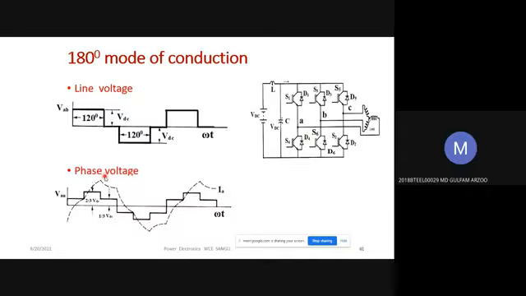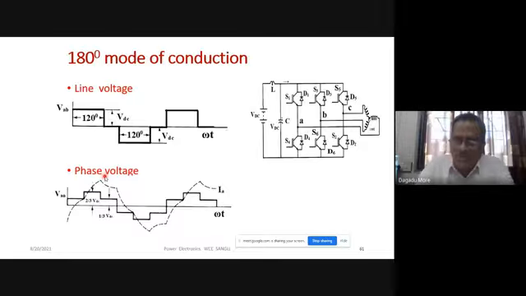Hello, what is the phase shift? Line voltage leads by 30 degrees. Line voltage is leading the phase voltage by an angle of 30 degrees. We have shown the fundamental component of phase voltage traced out here, and the fundamental component of line voltage traced out here. Line voltage is leading by an angle of 30 degrees, and we know line voltage will be root 3 times the phase voltage. The same is valid here.